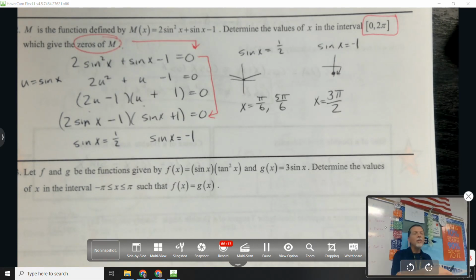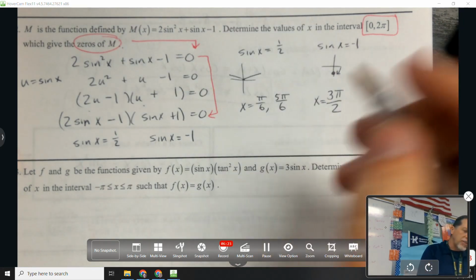Okay, that's the unit circle way to think of these problems. That's the way that makes the most sense to me. That's the way I do it. I've taught this before, and some students swear they don't like it. They like to think about the graph of sine of x.